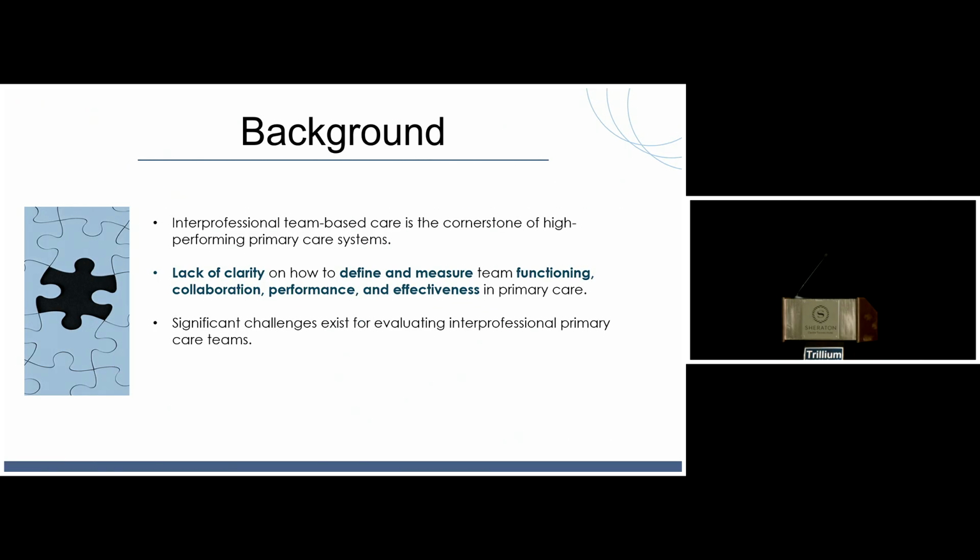So as you know, interprofessional team-based care and ongoing performance measurement is the cornerstone of building high-performing primary care systems. But one of the things that I've noticed in looking at the literature is there often is lack of clarity in how you define and measure concepts like team functioning, collaboration, performance measurement, and effectiveness in primary care. And as a result, that poses significant challenges for evaluating team-based care.